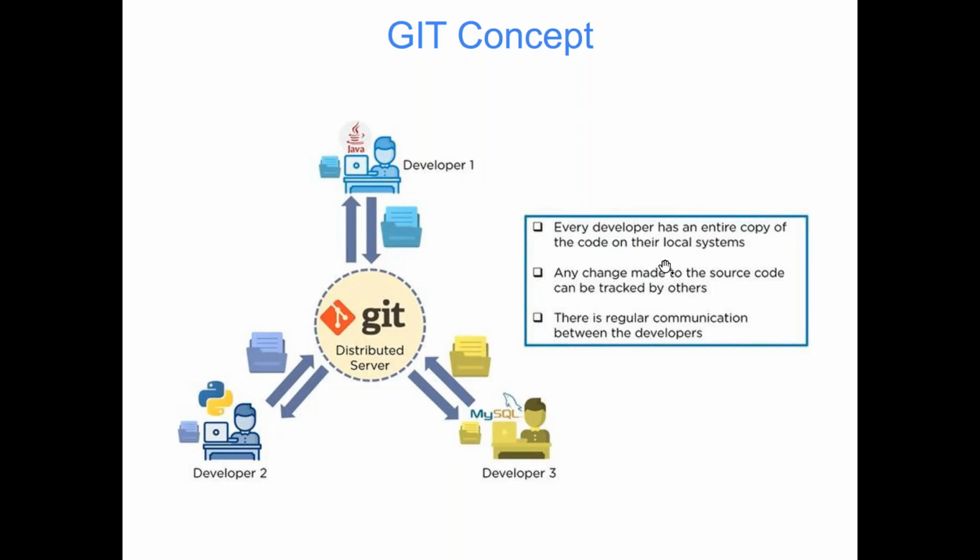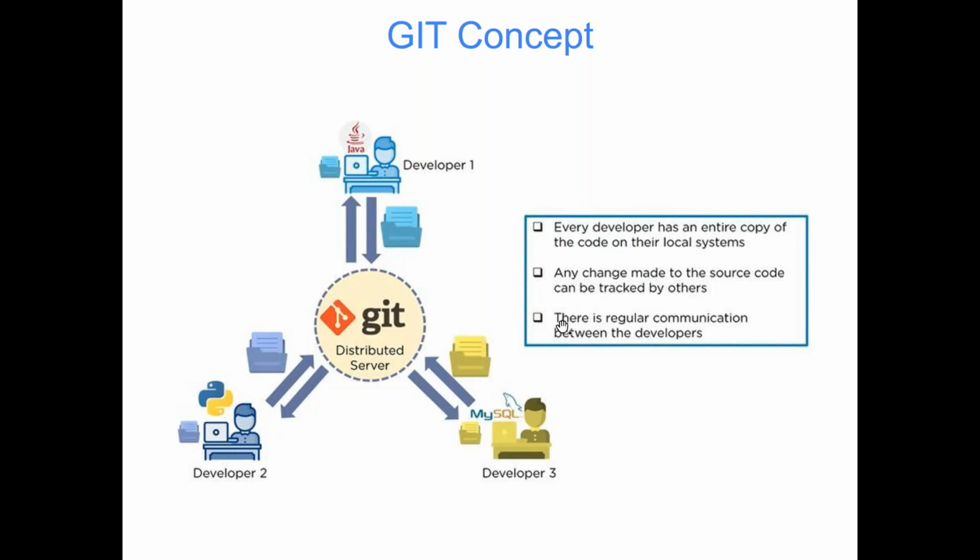Okay, so you can read this one. I'm not reading each and every text, I'm just explaining you. So every developer has an entire copy of the code on their local system. As I said, you can take pull, so that complete code is with you. Any changes made to the source code can be tracked by others. You are making any change and you are pushing into the repository, anyone can see the history. That yesterday evening, developer 1, developer 2, has made these code changes.